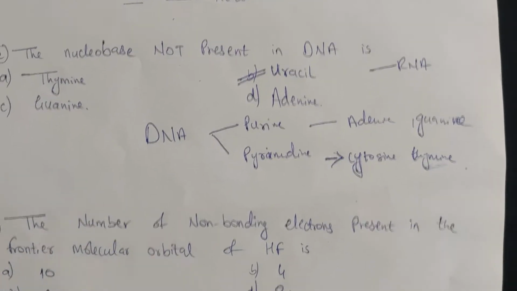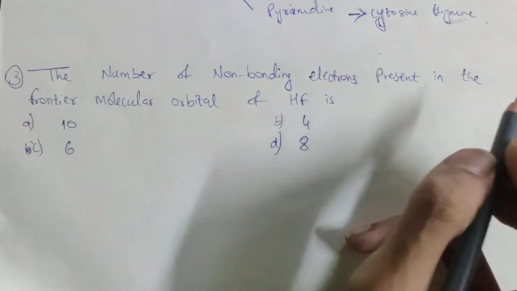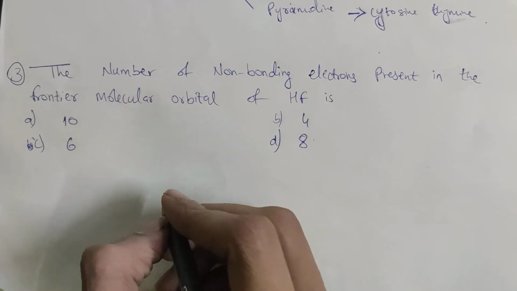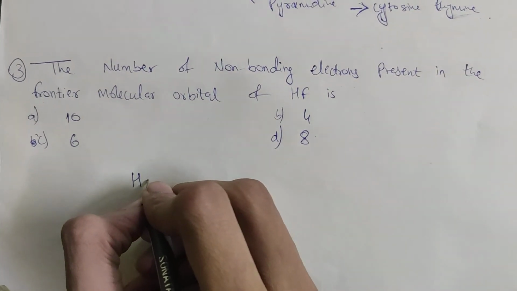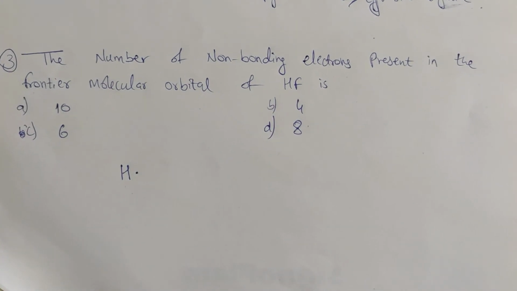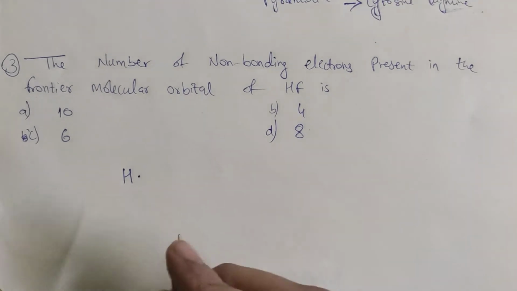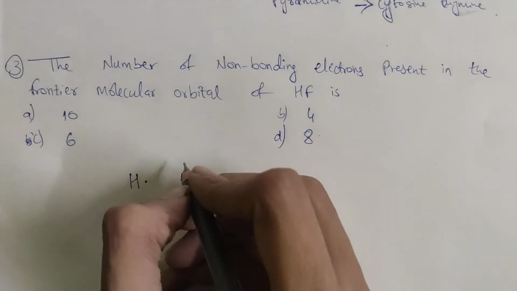Let's come to the third one. Here, the question asks for the number of non-bonding electrons present in the frontier molecular orbital of HF. Now we know that H has 1 electron in the outermost shell. We'll draw a Lewis dot structure so that you come to know how it is made. And F has 7 electrons.